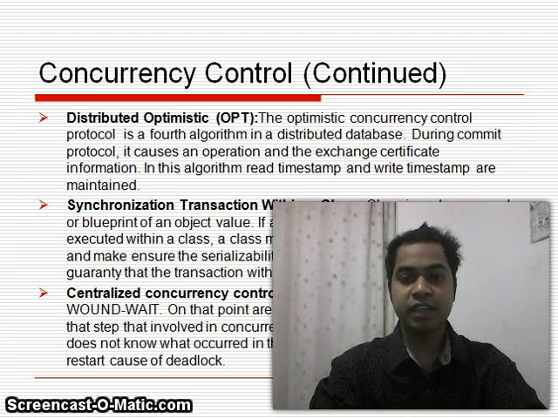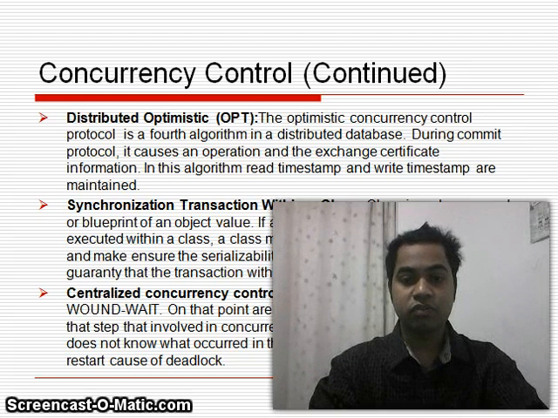Synchronization of transactions within a class. A class is a blueprint of an object. If any synchronization transaction is executed within a class, it might be executed in timestamp order and may ensure serializability. A class pipeline rule is adequate to guarantee this for transactions within a single class.